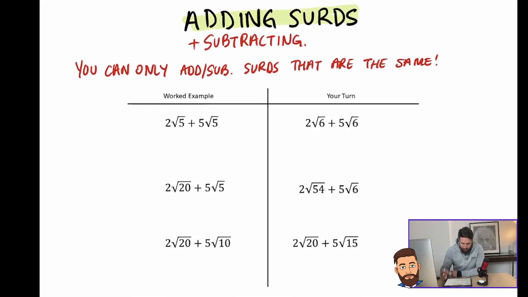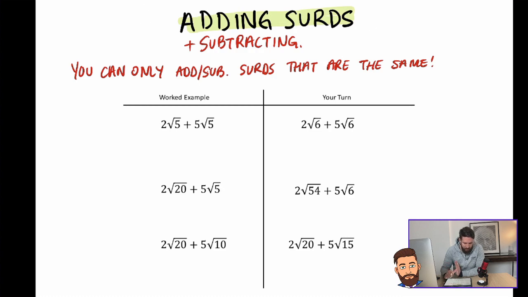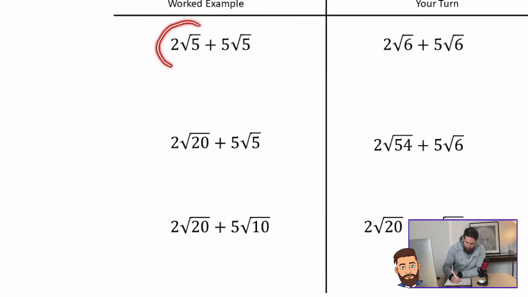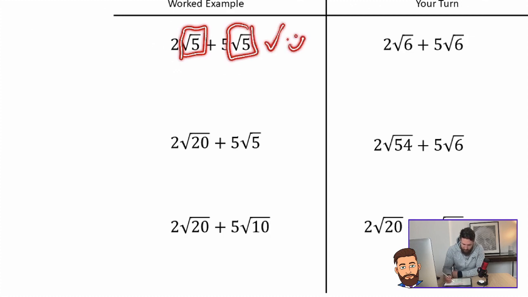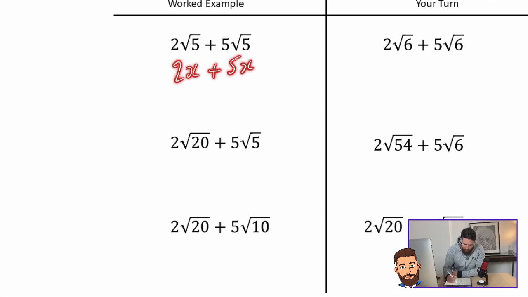So you can only add or subtract surds that are the same. So if they aren't the same, you try and simplify to make them the same, or you cannot do it. So if we look at this worked example on the left, it's asking us to do 2 root 5 plus 5 root 5. Well, first question, are the surds the same? They're both root 5, so that's good. We can add them. And it's just like adding, if that was 2x plus 5x, you would get 7x. Exactly the same principle. 2 root 5 plus 5 root 5 would be 7 root 5.